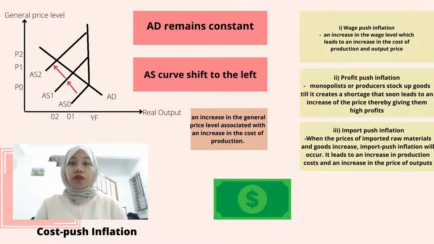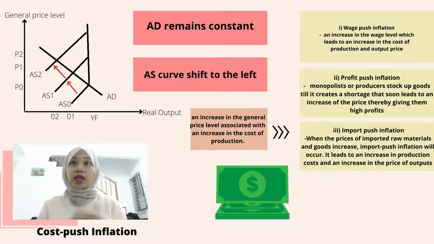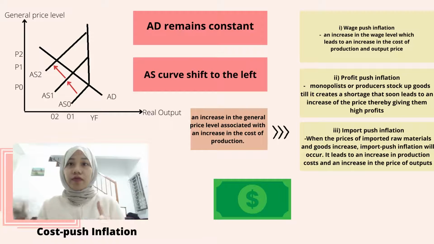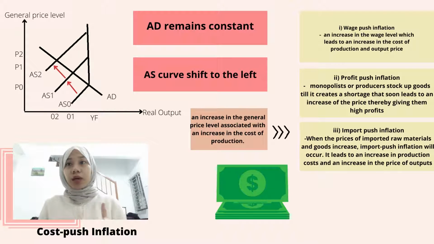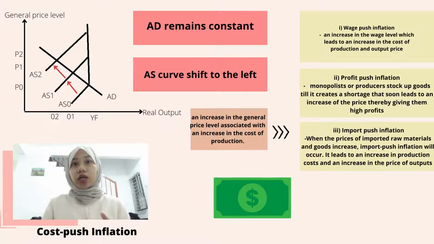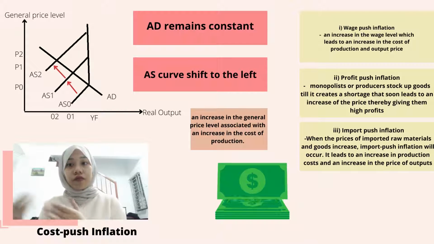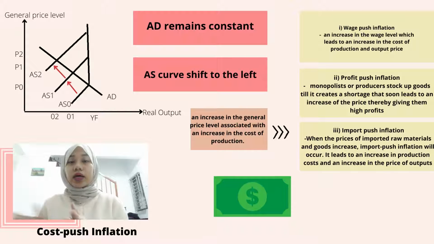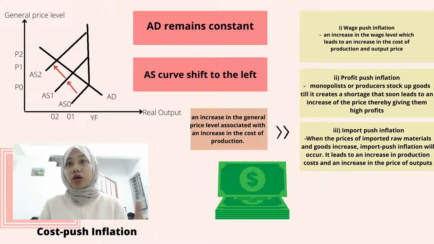The second cause of inflation is cost push inflation, whereby there is an increase in the general price level associated with an increase in the cost of production. Aggregate demand remains constant while the aggregate supply curve shifts to the left. This is based on the graph you can see in the slide, and there are a few factors that contribute to inflation on the supply side.